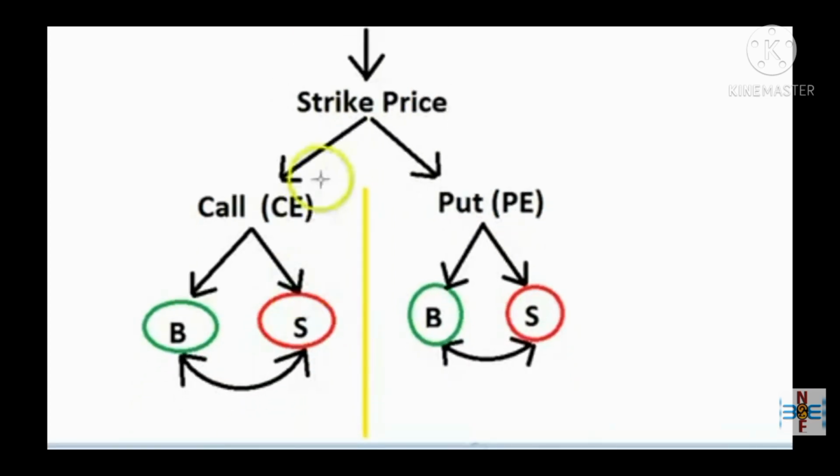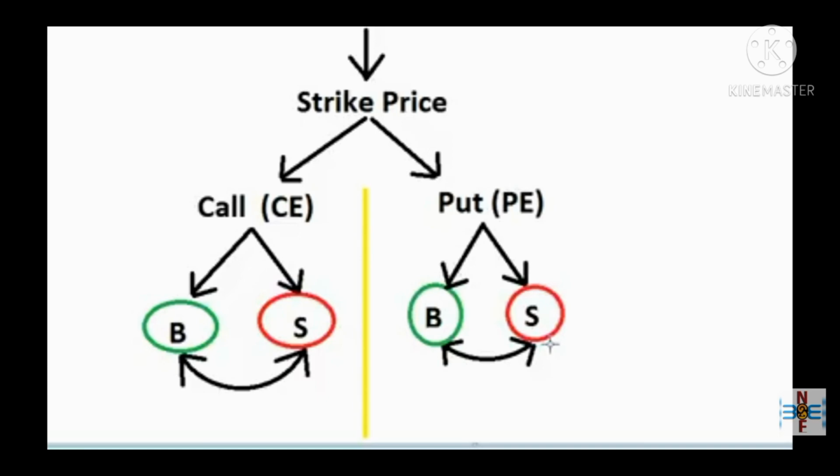Coming down, you can see that the call option will have a buyer as well as a seller. I have indicated here as B and S. Similarly, the put option contract will also have a buyer and a seller, and the contract gets formed between the call option buyer and the call option seller at a particular strike price. Similarly, the contract gets formed between the put option buyer and the put option seller at a particular strike price.